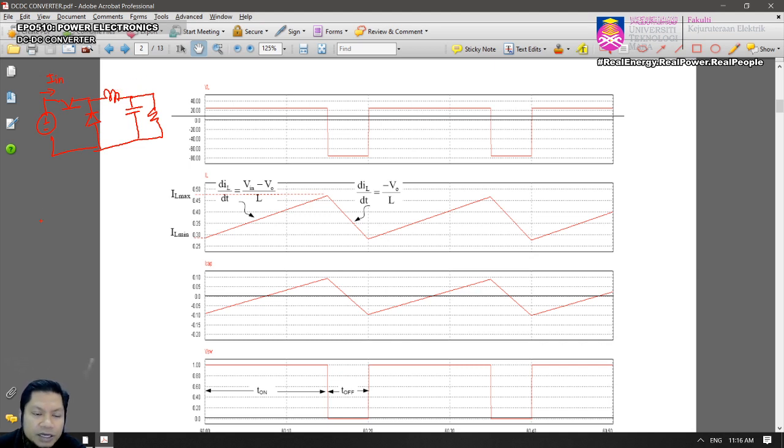Okay, so again, notation, right? In terms of notation, the capital letters should be the average value. Okay, capital letter is the average value. So if you talk about I naught, this is the average output current. IL is the average current of the inductor.